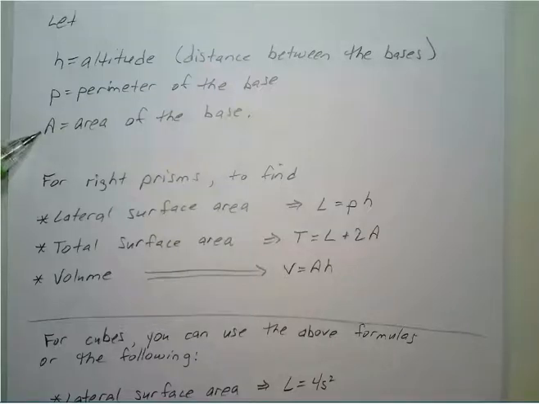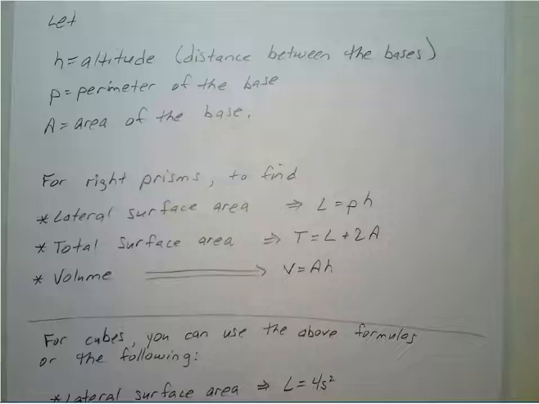Now, the area of the base depends on what shape the base is. If the base is a rectangle, then your area will be base times height. If your base is a triangle, then your area will be 1/2 times the base times the height. Okay, so it kind of changes. This is really fluid. This changes depending on that particular shape. So we're going to go over examples as to how that's going to look.